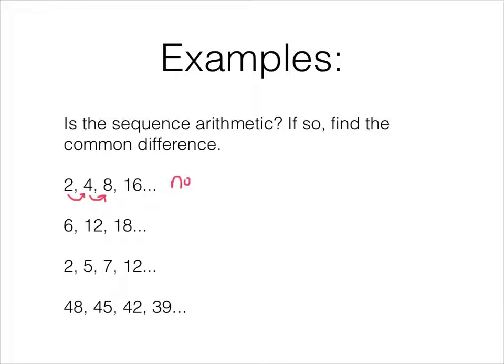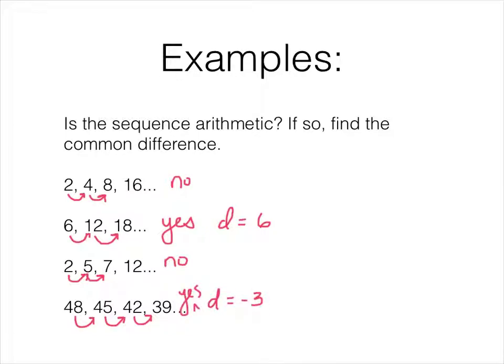Look at the next one. 6 to 12 is plus 6. 12 to 18 is plus 6. Yes. And that common difference is 6. We don't put plus 6 or minus 6 or anything like that. We put either a positive common difference for a sum that's going up, and we put a negative common difference if it was a sequence going down. Next one, plus 3, plus 2. Nope. Don't even need to go any further. All right, plus negative 3. Plus negative 3 plus negative 3. Yes. Sorry, I forgot the yes part. And the common difference here is negative 3.